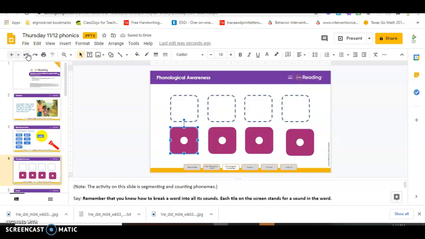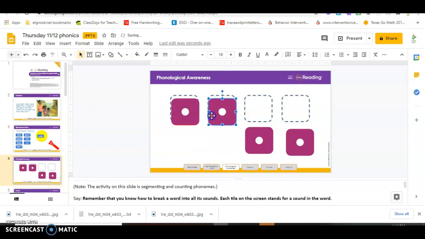Listen to this word and then say all the sounds, holding up one finger for each sound. Ready? Tone. T, o, n. How many sounds does tone have? 3. That is correct.